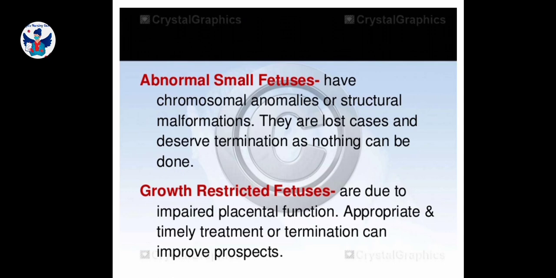So since the fetus has chromosomal abnormalities, termination of pregnancy is required. Next is the growth restricted fetus. It is due to impaired placental function. So if we find it early and appropriate treatment is given on time, or in some cases termination of pregnancy is required. So these were the management. This was also taken from SlideShare.